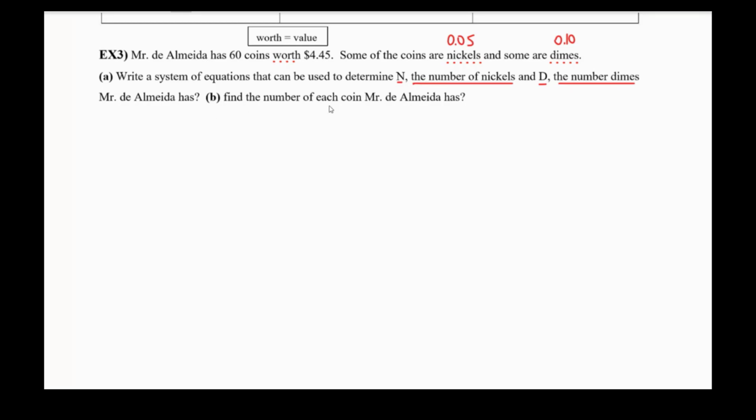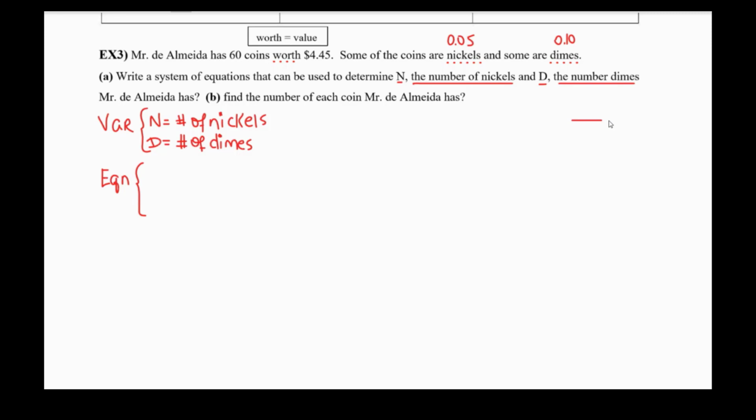And find the number of each coin Mr. De Almeida has. Okay, so let's go ahead and start by identifying the variables which they gave us, which is n, the number of nickels, and d, which is the number of dimes. All right, very good. So let's do the equation here.